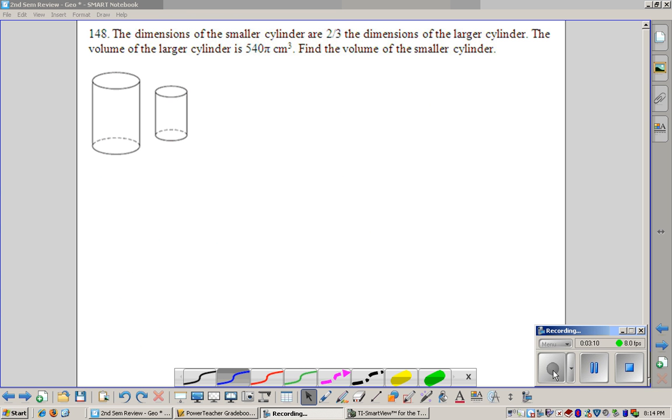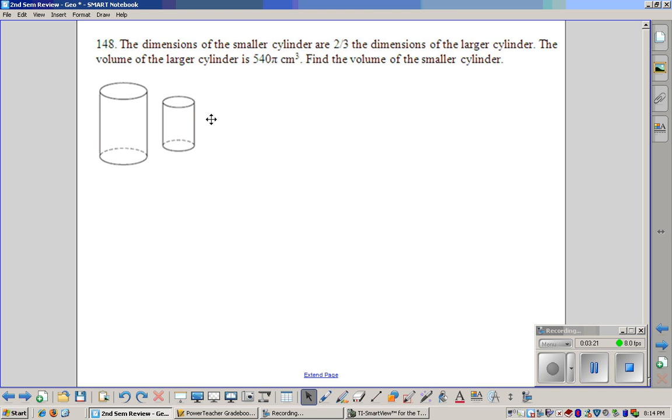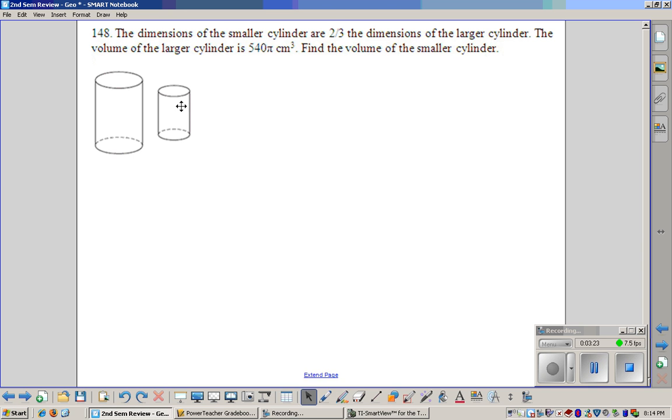Okay, and finally, this one, 148, says that the dimensions of the smallest one are 2/3 the dimensions of the larger one. That's a little confusing the way they word that, but in other words, this is 2. If this were 2, this would be 3 heights. Or the radius is a ratio of 2 to 3, 2/3. So that is just the ratio of their sides or heights, so it's one-dimensional.